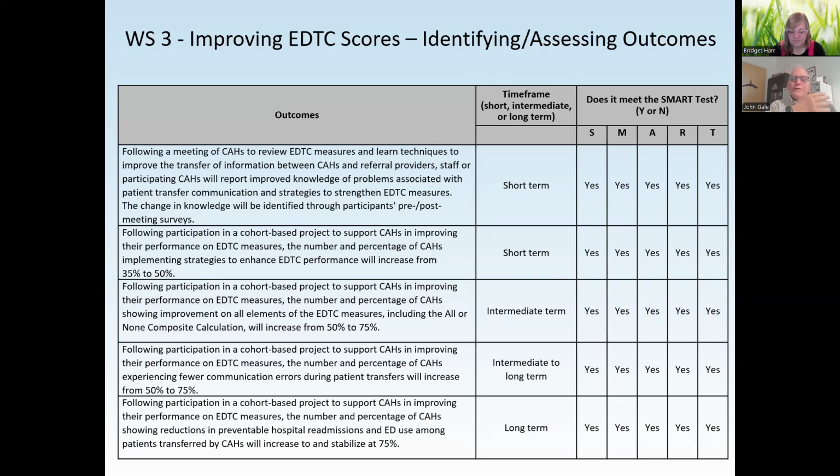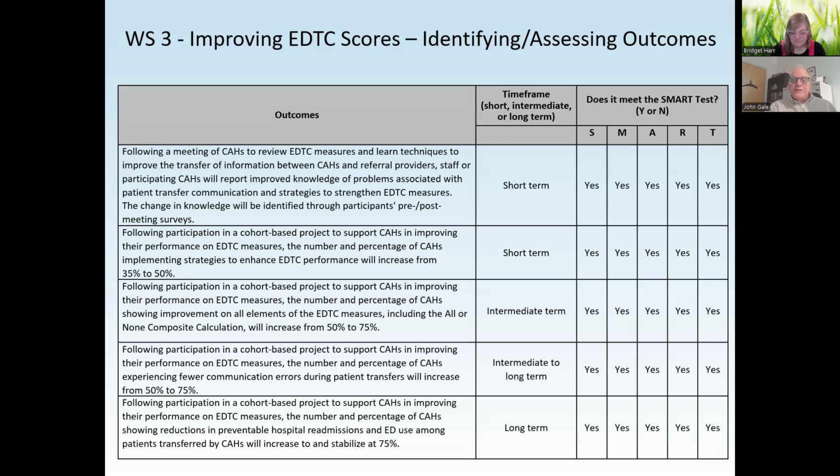are they showing improved knowledge and willingness to adapt and adopt efforts to improve patient transfer communication? Once they've been part of the concept, the cohort-based meetings, are they willing to implement? And how many of them are doing so? What is their performance, at least in moving from where they were to where they are at the end of that first year?